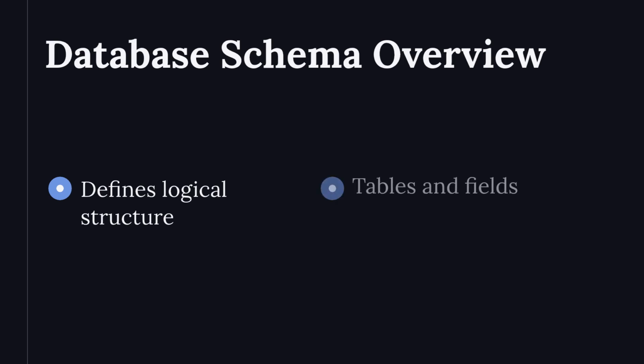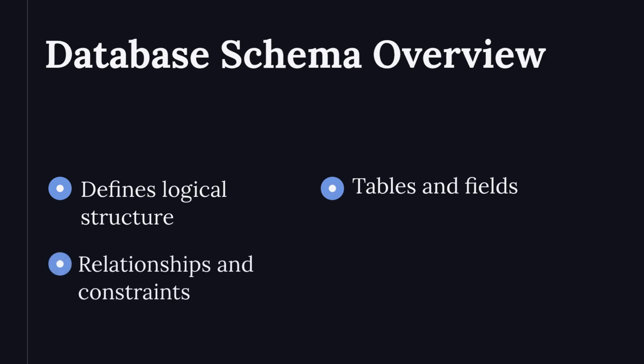A database schema defines the logical structure of a database. It includes tables, fields, relationships, and constraints. Schemas specify how data is organized and managed. They are crucial for understanding database architecture. A well-designed schema ensures efficient data management.